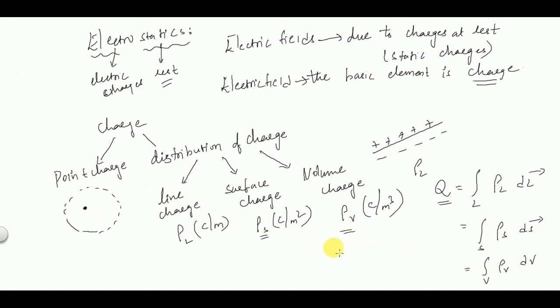So next, there are two basic laws of electrostatics. One is Coulomb's law and second is Gauss law. Coulomb's law and Gauss law. Now in this video we are going to learn one of the basic laws of electrostatics, that is Coulomb's law.